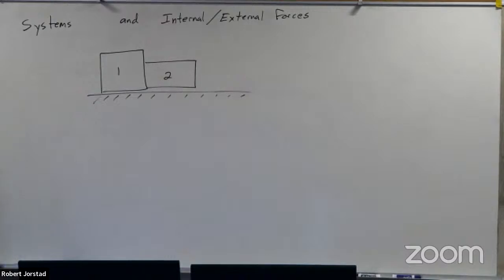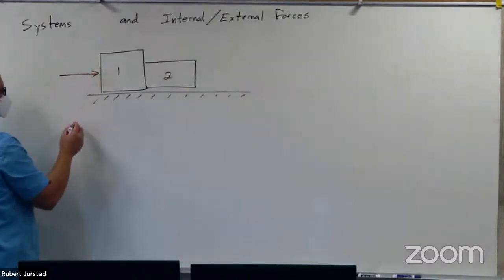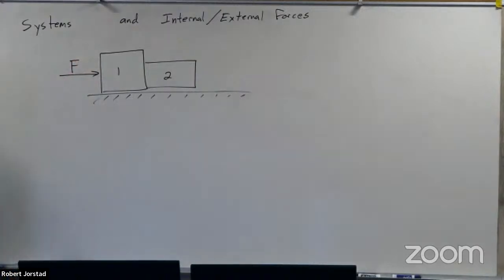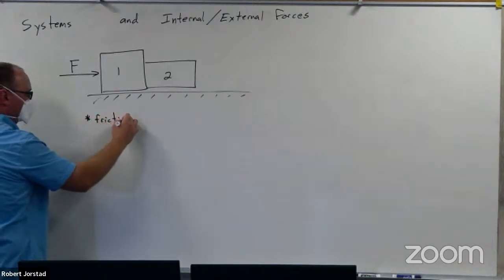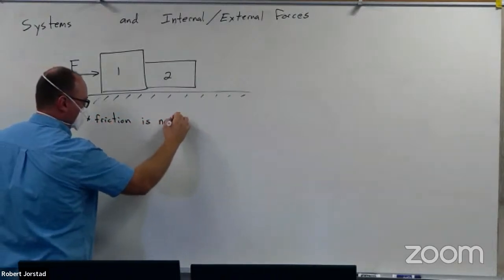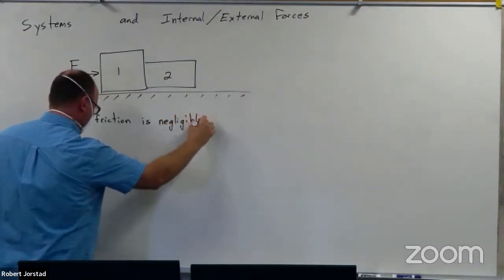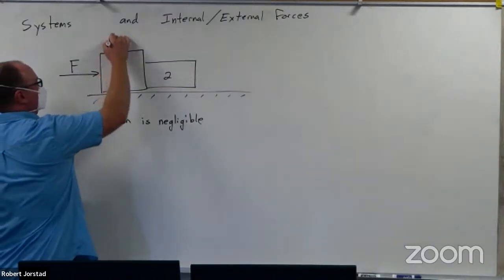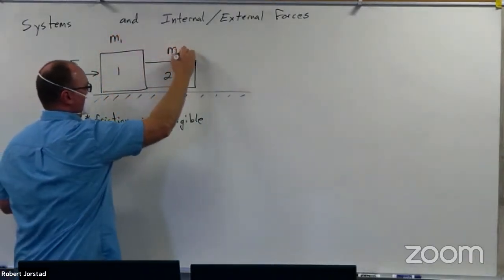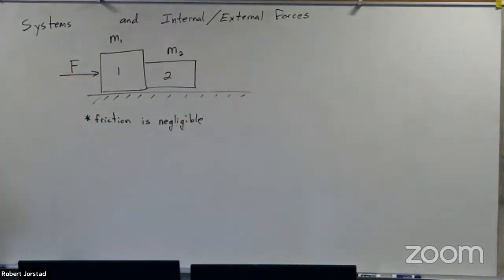So we have two blocks. We're going to push this way with some force, capital F. Let's assume friction is negligible for this problem. We're pushing this block to the right, or this combination of blocks. We've got mass 1, we've got mass 2, and for a large number of problems, we want to get used to labeling the masses with subscripts.